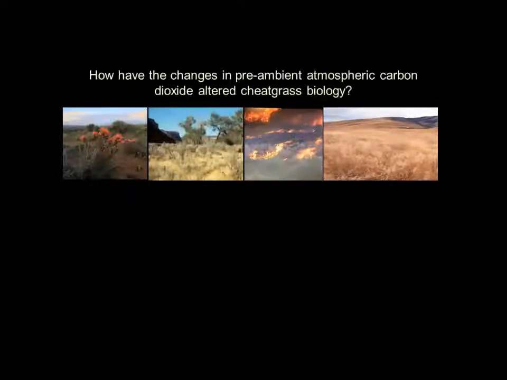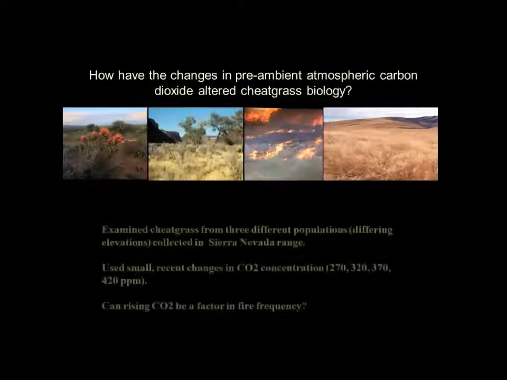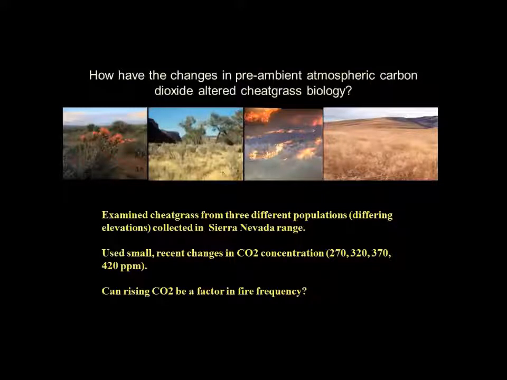So the question we had is, how has the recent change in CO2 affected cheatgrass biology? I'm not talking models, I'm not talking about what's going to happen at the end of the century. Specifically, we looked at cheatgrass from 3 different populations from differing elevations within the Sierra Nevada range. We looked at the recent small changes in CO2 to see whether that was affecting cheatgrass growth, because growth, of course, is a factor in terms of fireable material, and whether CO2 could be a factor in fire frequency.